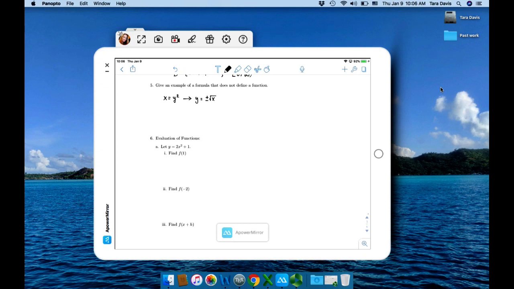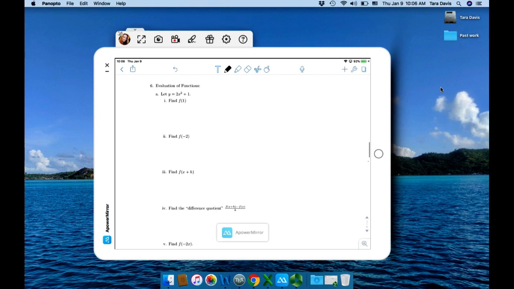So we've been discussing section 1.1 of our textbook about functions, and now we're going to do a little bit more computations, practicing the function notation, and doing evaluation of functions and combinations of functions.